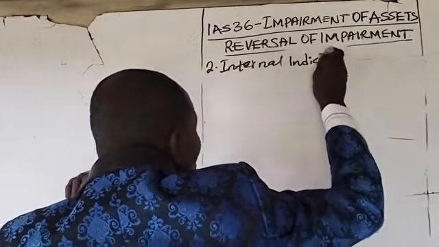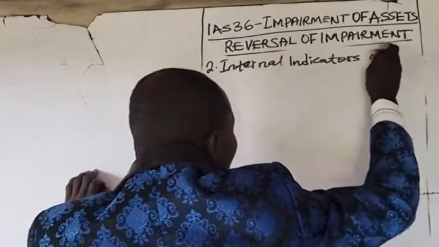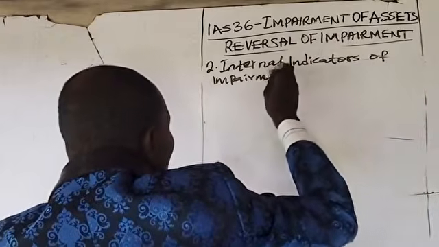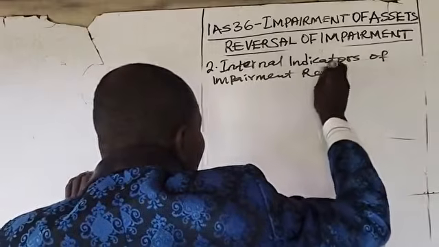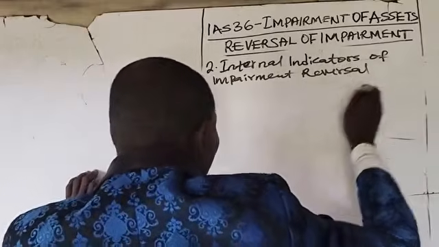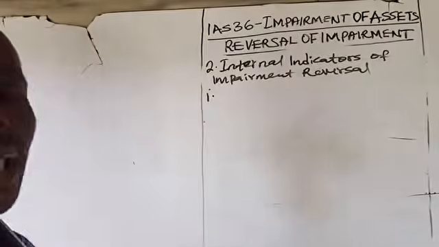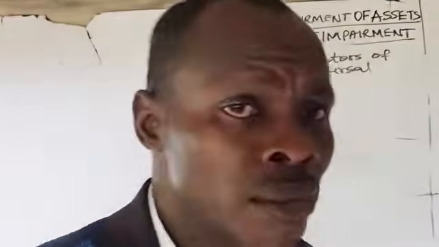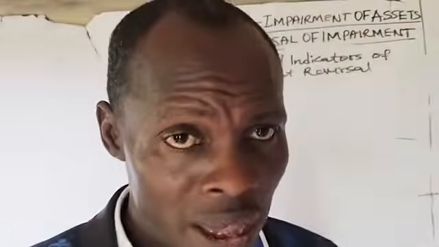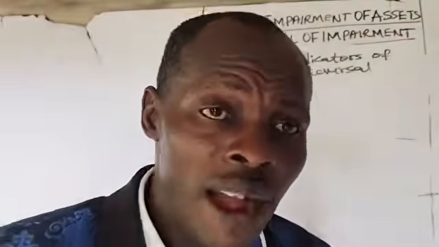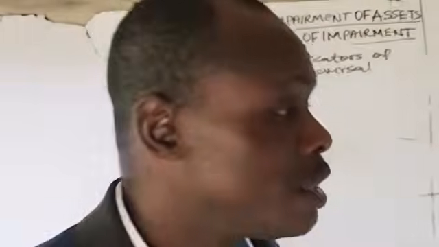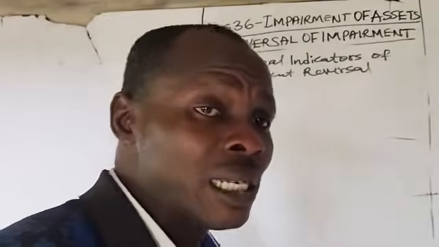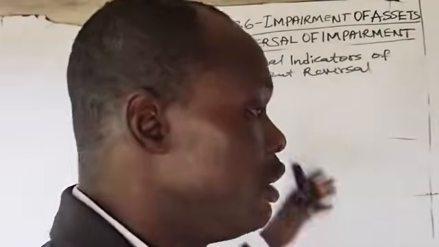Number 2, we have internal indicators of impairment reversal. What are the factors within the entity itself that indicate that the value of the asset may have improved? What are the factors within the entity itself that will indicate that the impairment loss that has been granted in the past needs to be reversed?